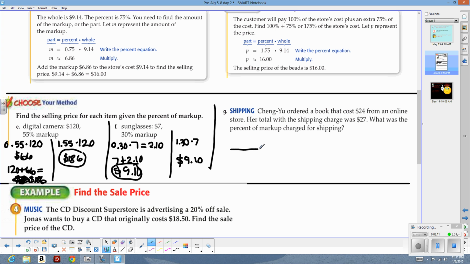We want to find the amount of change, 27 minus 24, and compare that to the original, which is $24. 27 minus 24 is 3, compared to the $24 for the price of the book. 3 divided by 24. Then we want to write it as a percent. 12.5% was the markup. The shipping was a 12.5% increase.